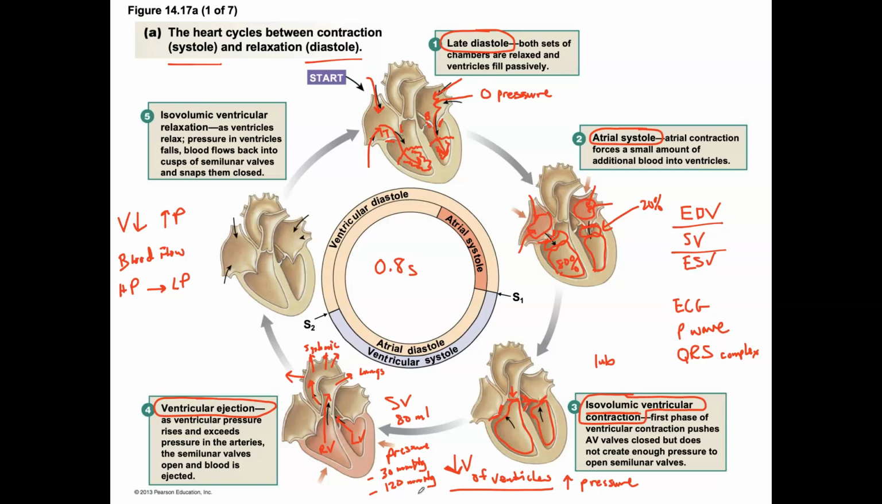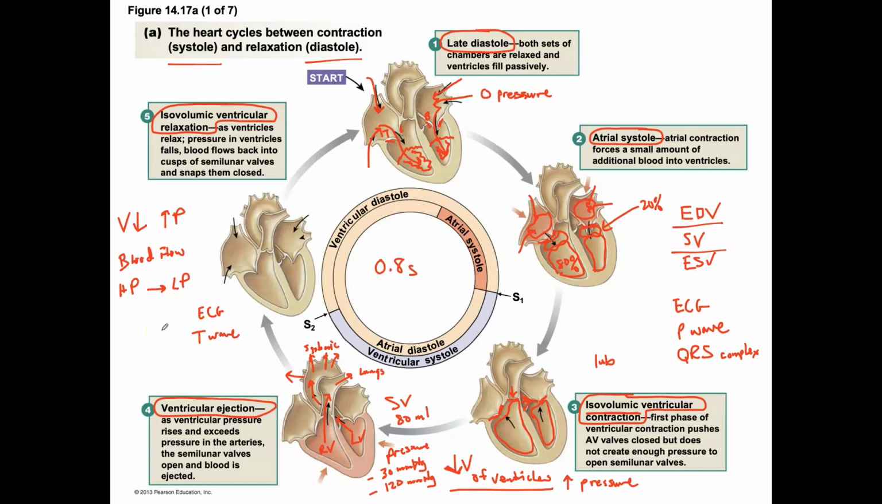The last phase of the cardiac cycle is isovolumetric relaxation. So isovolumetric ventricular relaxation, and during this phase is when you get the second heart sound. Blood has been ejected out to the lungs and out to the body, and now the ventricles are going to start to relax. They're going to go into their repolarization state. If you were looking at an ECG, we would be looking at the T wave of the ECG.